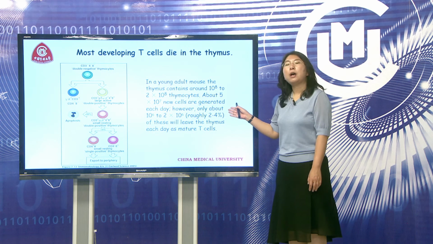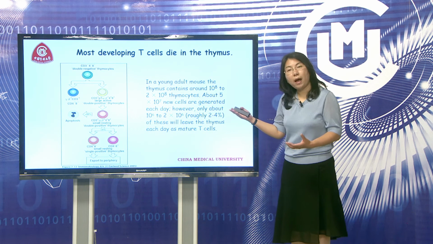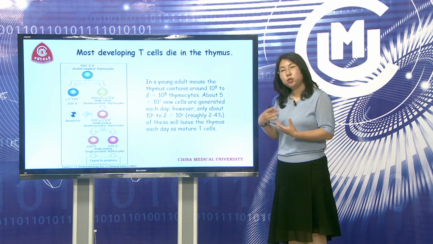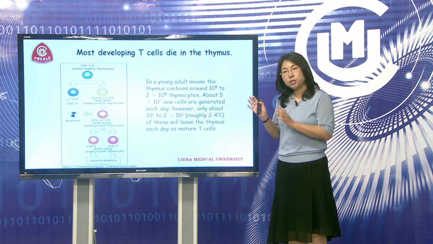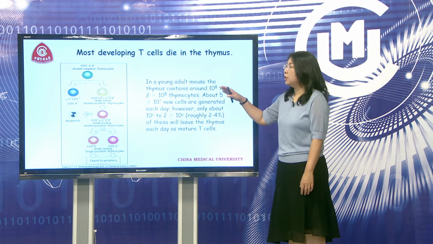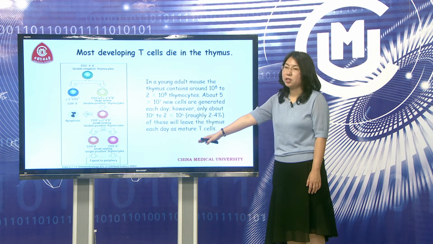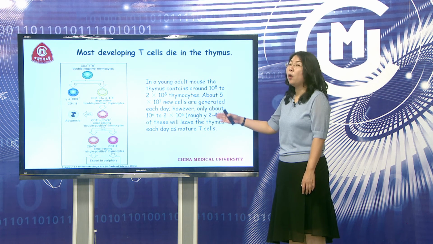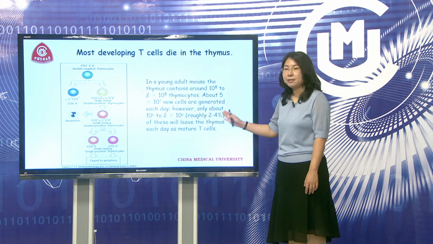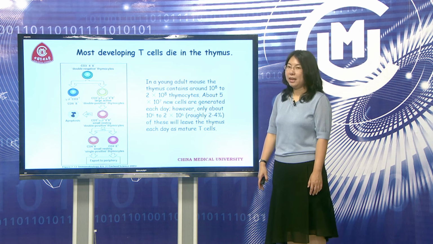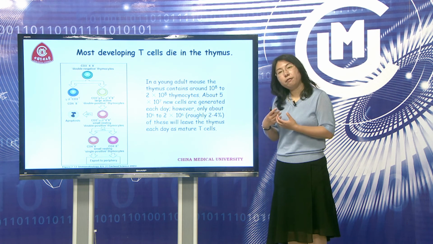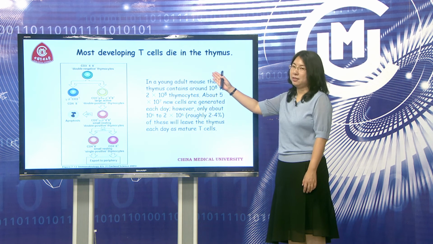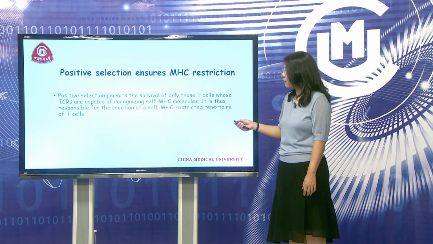So now I give you the answer. If we have 100 students, or 100 T cells coming into the thymus, then after these two examinations, positive selection and negative selection, only 2 or 4 T cells can pass these two examinations. So we have very, very strict examinations for T cell development.